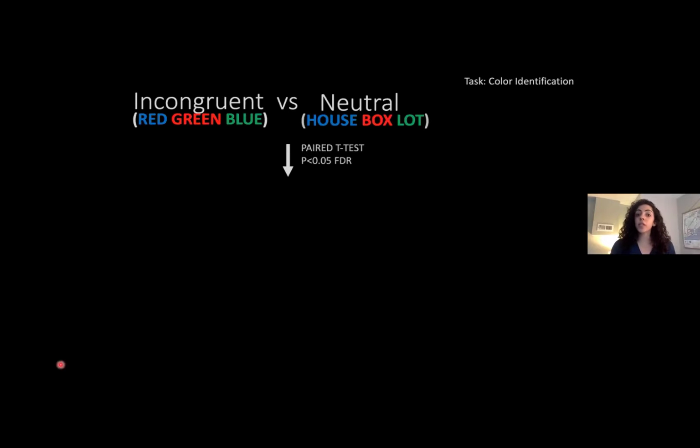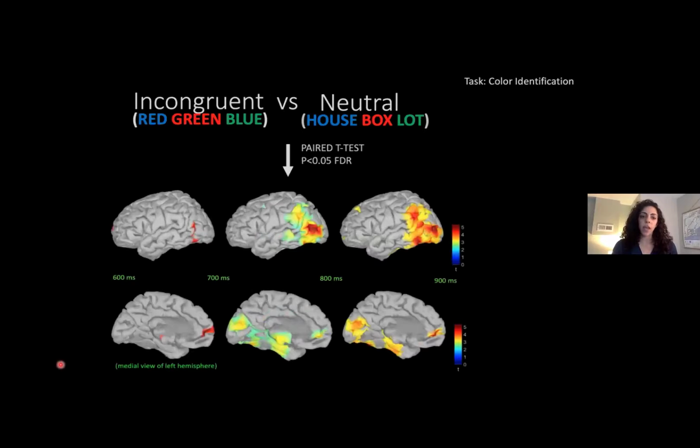For the incongruent neutral comparison, we found significant differential activity between 600 and 900 milliseconds post-stimulus. Initially, we see activity in the superior frontal gyrus and what appears to be some activity in the ACC, but these regions are so close to each other that it's difficult to distinguish between the two. Later on, we do see more clear activity in the ACC.